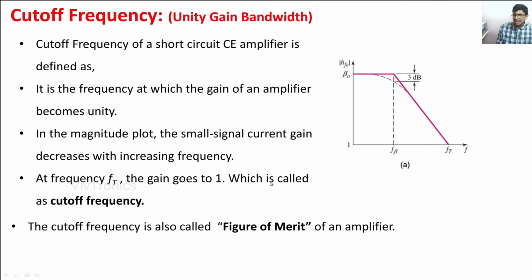Here the figure of merit is a measure to determine the performance of the amplifier. The figure of merit is a benchmark for the amplifier in order to decide which amplifier is the best. We get the bandwidth at gain equal to 1, which is called the gain bandwidth product. This gain bandwidth product is also called a figure of merit, which is used to get the performance of an amplifier. The figure of merit is calculated at gain equal to 1, so it is also called the gain bandwidth product.